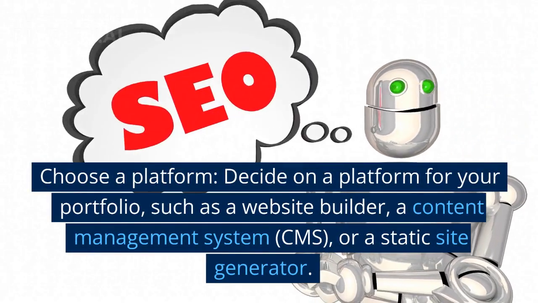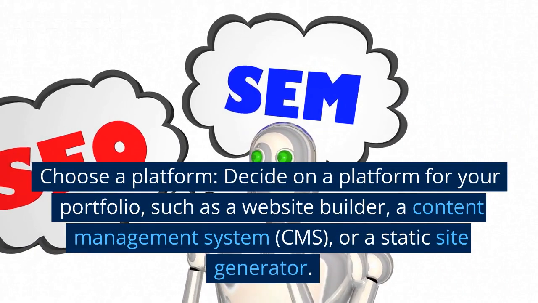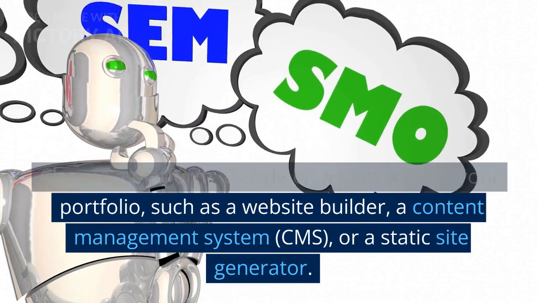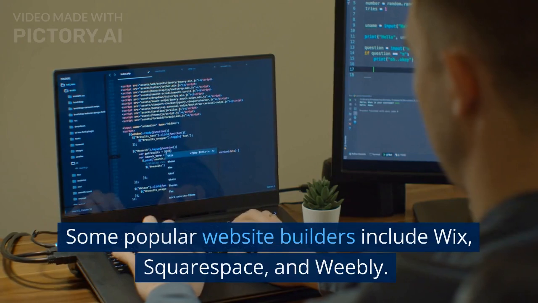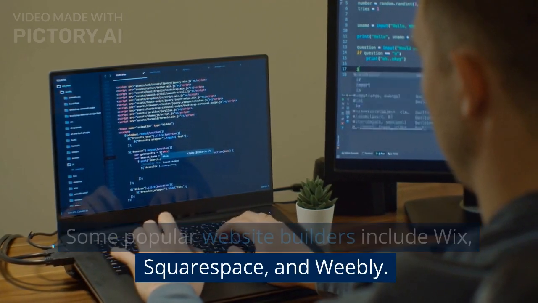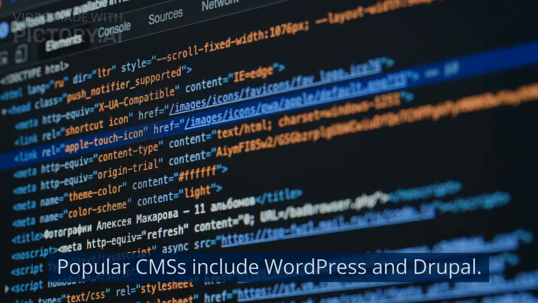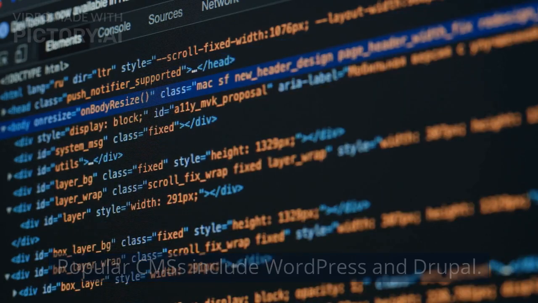Choose a platform. Decide on a platform for your portfolio, such as a website builder, a content management system, CMS, or a static site generator. Some popular website builders include Wix, Squarespace, and Weebly. Popular CMSs include WordPress and Drupal.